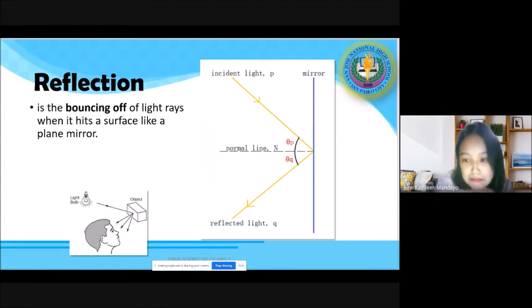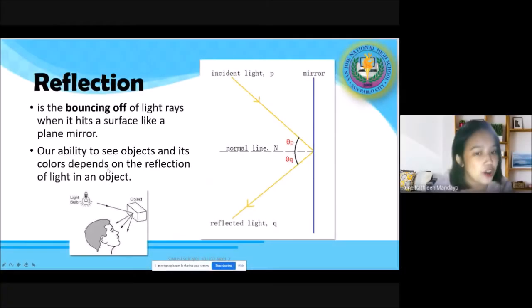Hindi kagaya halimbawa sa pinto. Yung pinto natin, may kakayahan siyang mag-reflect ng light. That's why we can see the door. However, hindi kagaya ng mirror, kapag ni-reflect niya yung light, makakakita ka ng reflection ng object doon sa mirror. So, pag tumingin ka sa mirror, makikita mo yung itsura ng mukha mo, yung objects na nasa background mo, makikita mo siya sa mirror kasi they are special kinds of reflecting objects.